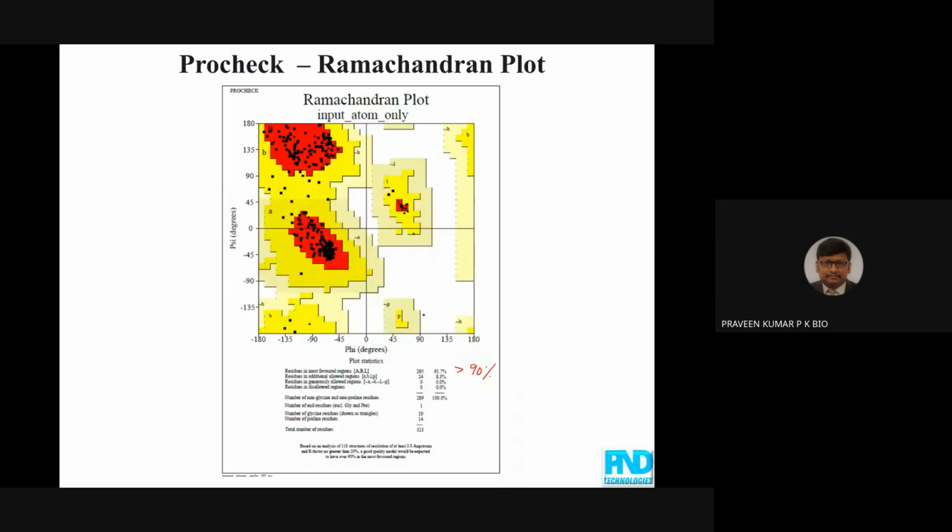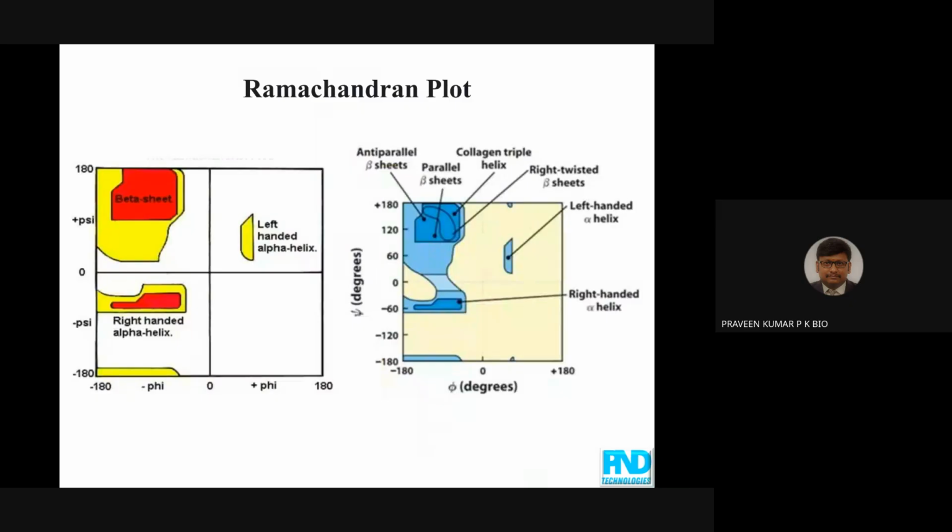This is how we infer the quality of a protein. The quality we are inferring is the stereochemical quality of a protein. Now, let me go to this slide.